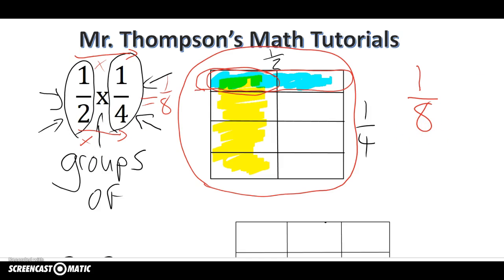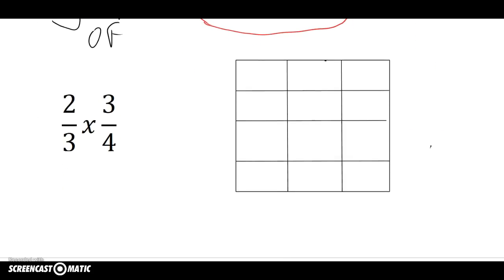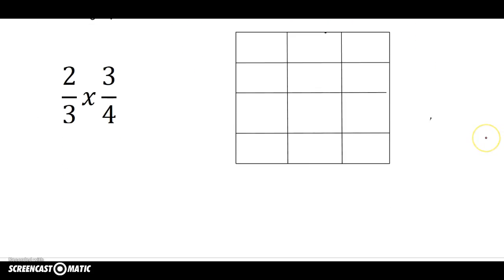I wonder if that would work in a different case. Let's have a look. Down here, I've got 2/3 times 3/4. Again, what I'm asking is this question: what is 2/3 of a group? Remember, this is groups. So this is 2/3 groups of 3/4. Sorry, I'm misspeaking here. 2/3 groups of 3/4.